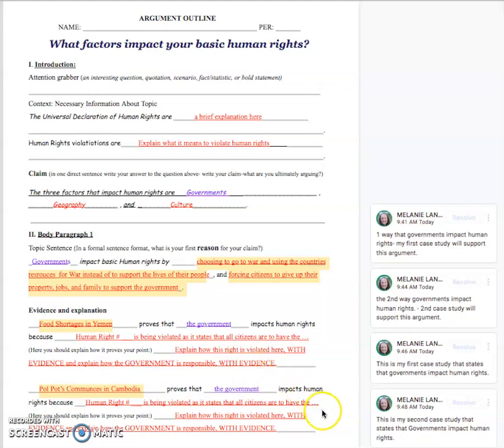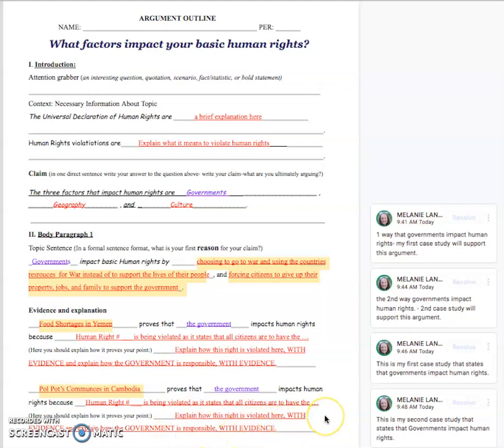My second case study is down here. Here's where I talk about how the government is involved by forcing citizens to give up their property, jobs, and family to support the government. And I say that here, Pol Pot's communes in Cambodia prove that the government impacts human rights because, and I will again go into which human right is being violated by Pol Pot in Cambodia, and I'm going to talk about how his government, by forcing their citizens to give up their land and family and move to communes and support their government's goals, is also a violation of human rights. I'm going to talk about how the government is responsible. I'm going to use evidence for that.